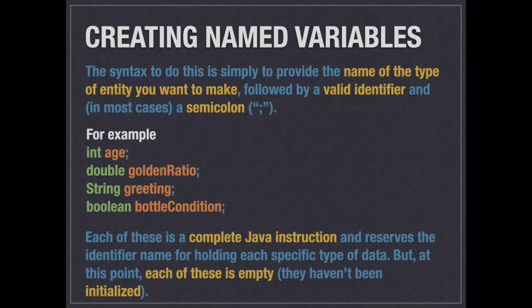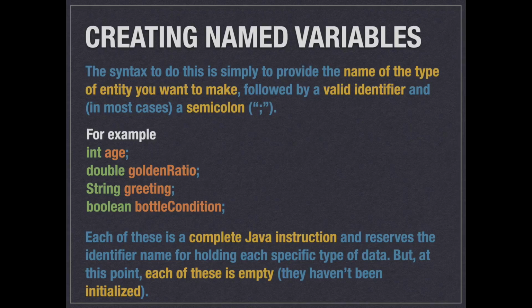So double space golden ratio creates a decimal variable to hold decimal numbers called golden ratio. String, capital S String greeting creates a string variable to hold text values.